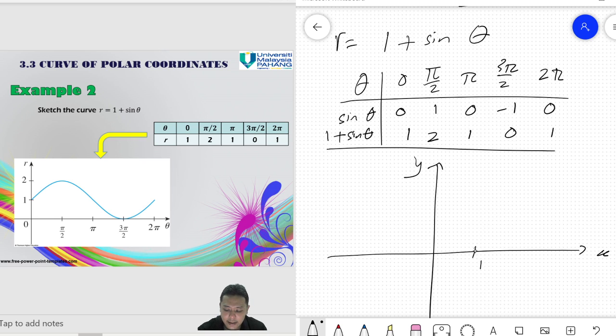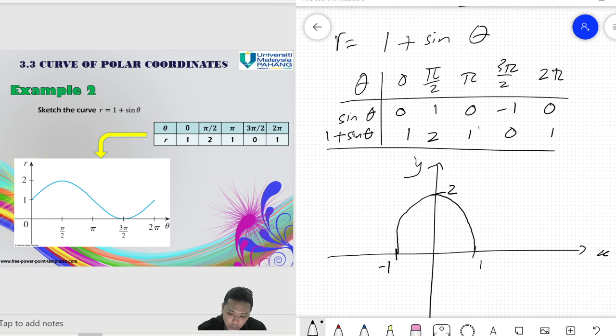So one curve, this is 2. When it moves forward to proceed to pi, then it goes back to 1. This is negative 1. The distance r is 1 right now.